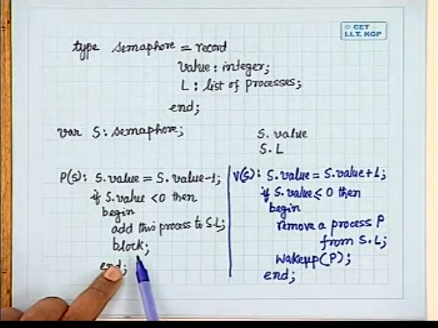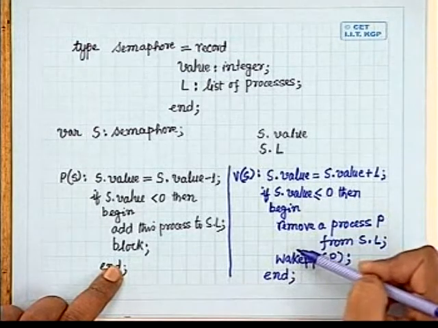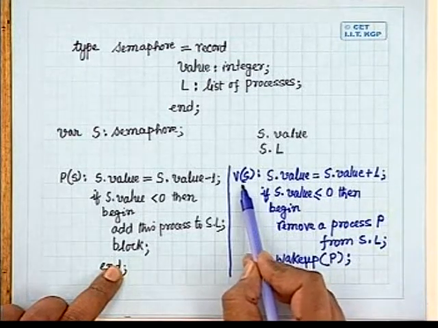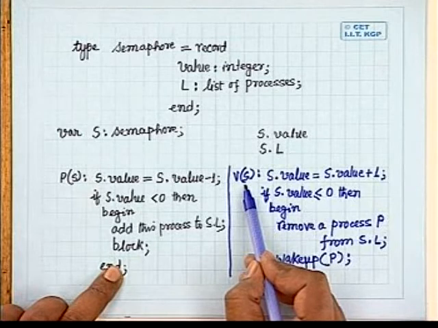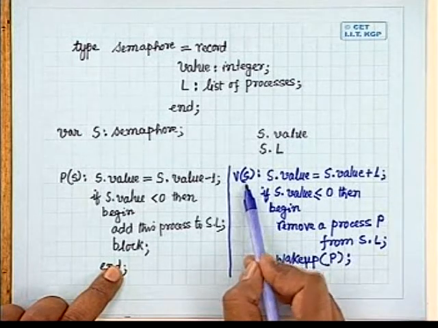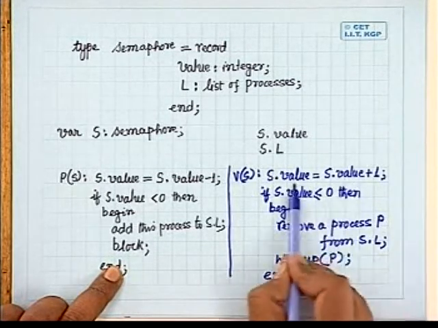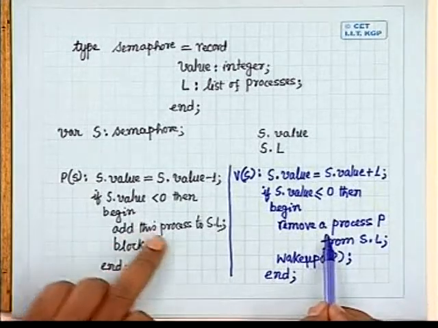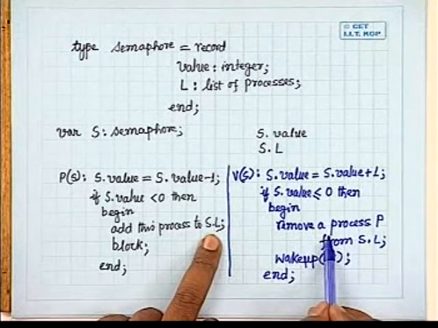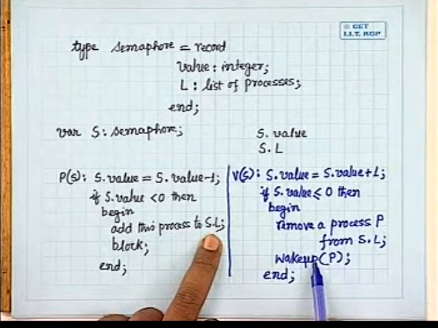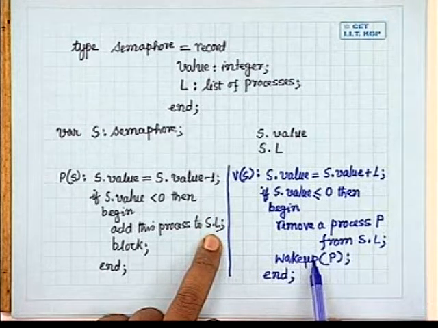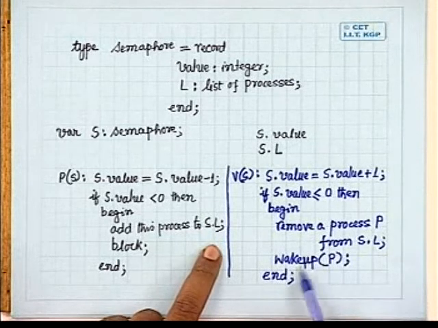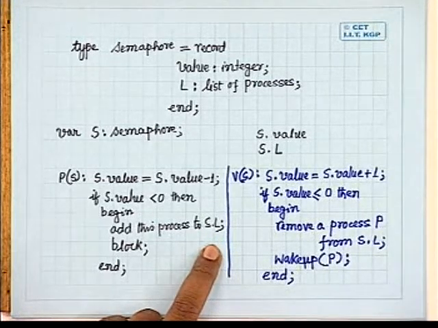It will wake up only when the first process comes out of the critical section and executes the VS statement. When it executes the VS statement, it restores the value to 1, then removes the process which is in s.l and puts it into the ready queue. Subsequently, the process which is put into the ready queue will enter the critical section.